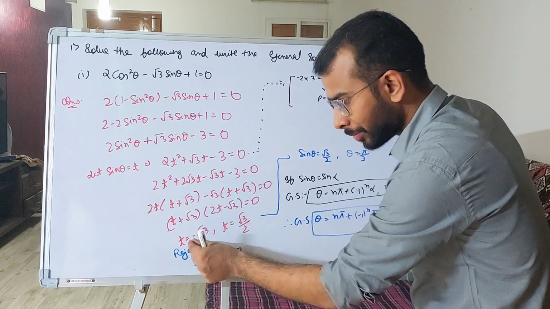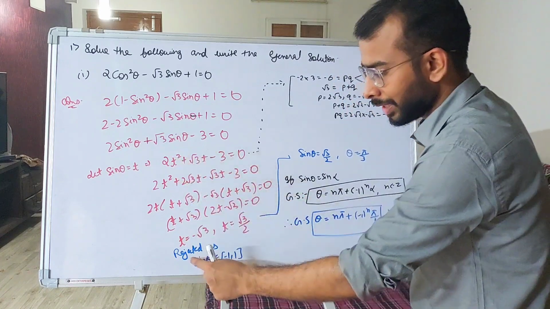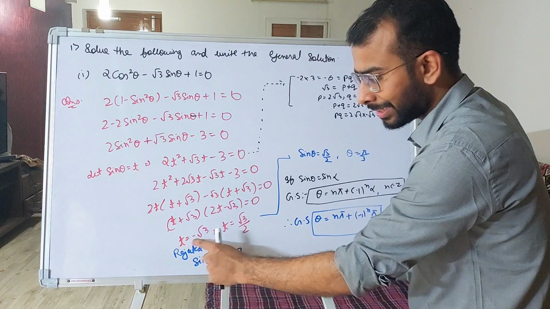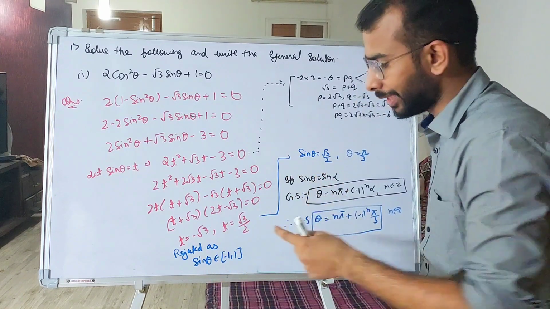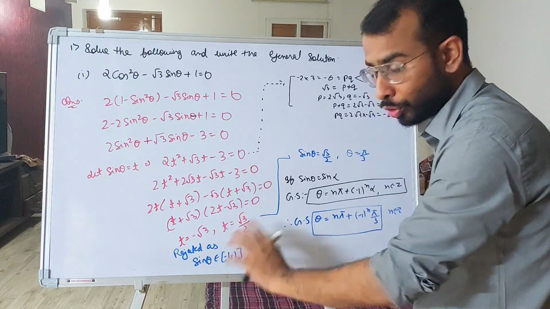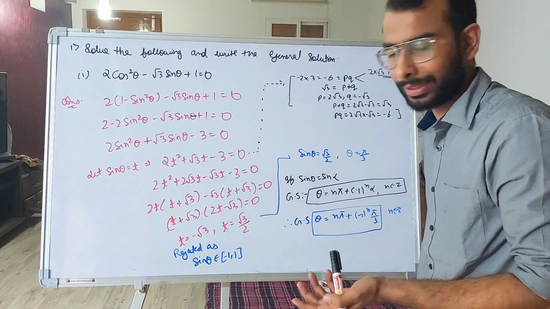Okay. So we'll get t is minus root 3, t is root 3 by 2. What is t? t is sine theta. So we'll get sine theta is minus root 3. Minus root 3 is like minus 1.73. So this option is rejected. It has no solution. Why? Because sine theta belongs to minus 1 to 1. I guess you remember that thing at least.